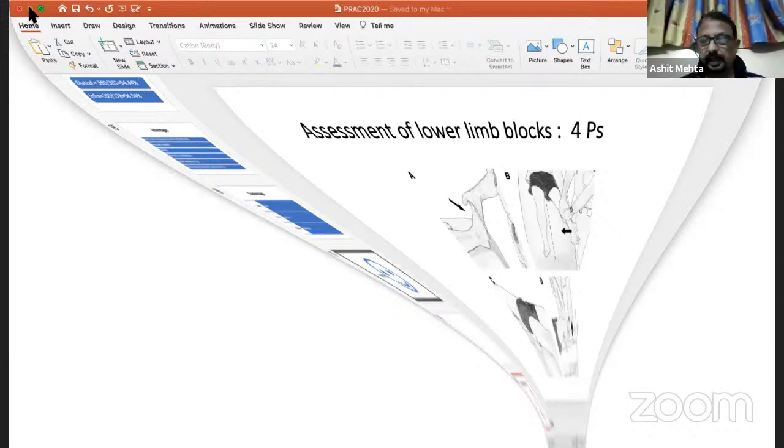Good evening. I think both the speakers have almost covered every part of the block. So I just want to ask, how much is the quantity of the drug which is usually sufficient to give this block? I usually use more than 25 ml of the drug. What is your opinion, Sandeep sir?